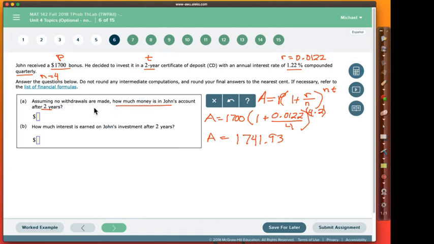How much money is in Jack's account? And then how much interest is earned? Well, this includes both the deposit and the interest. So to get just the interest, we subtract off 1,700. So this is the A part of the question.